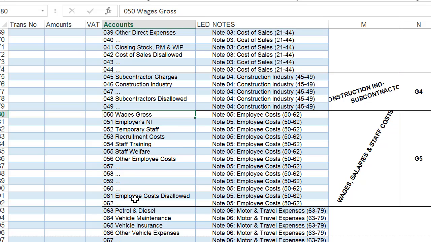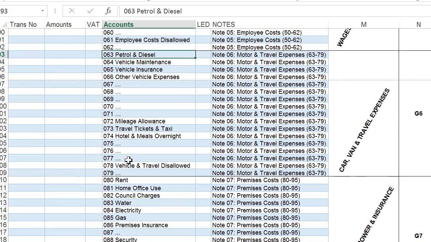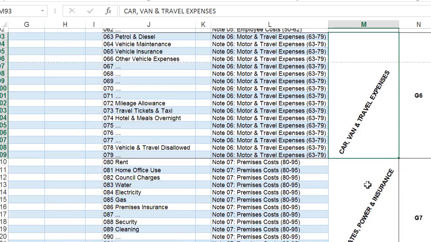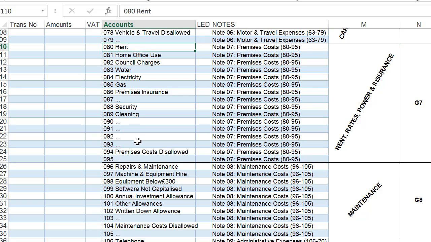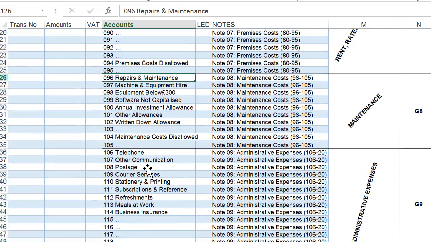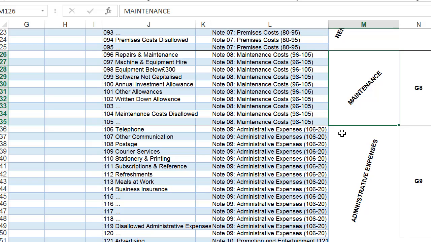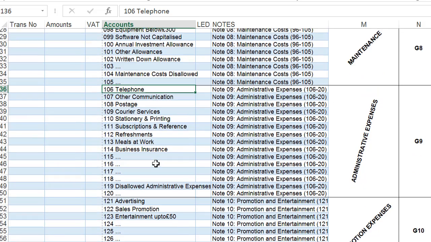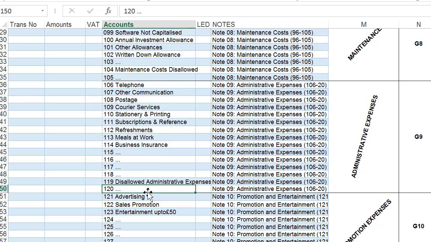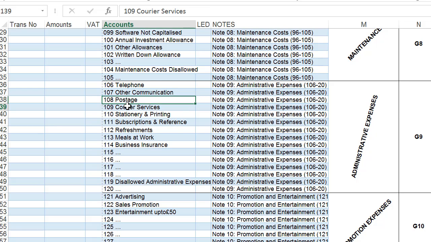Account 50 to 62 is for wages, salaries, and staff costs. Account 63 to 79 is for car, van, and travel expenses. Accounts 80 up to 95 is for rent, rates, power, and insurance. Accounts 96 to 105 is for maintenance of business premises and equipment and fixed assets. Accounts 106 to 120 is for administrative expenses. We've got telephone, postage, courier, stationery, subscriptions, refreshments, meals at work, business insurance, and others.